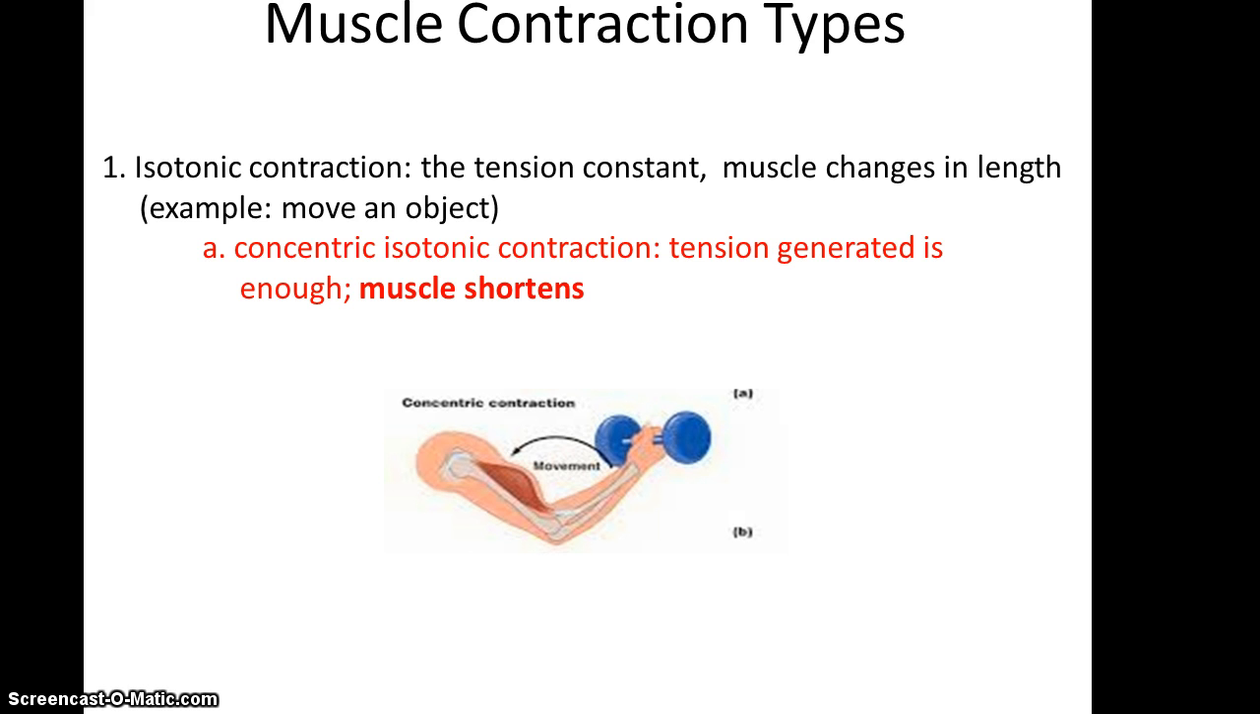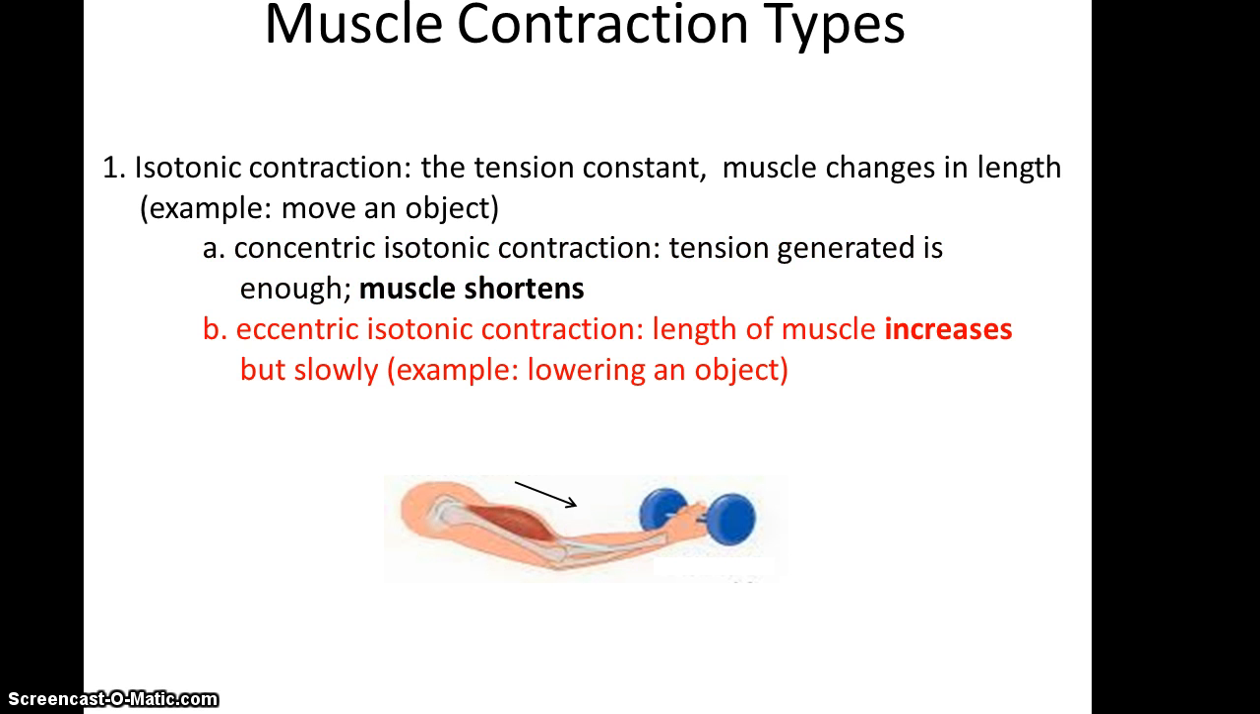The concentric isotonic contraction, where the tension is generated and is enough to move the object, and in the process the muscle shortens. There's also the eccentric isotonic contraction. Here again, you have enough tension being generated, but this time the length of the muscle increases, but slowly. So this is the controlled lowering of an object.